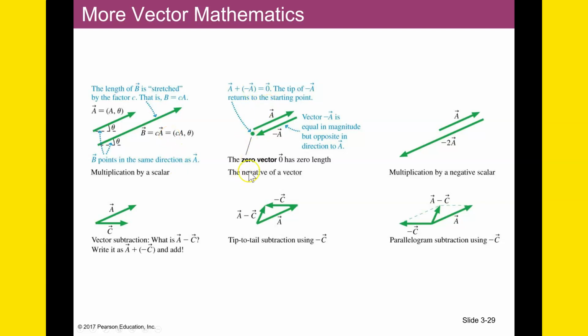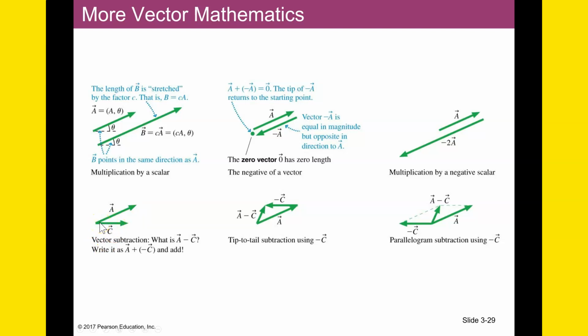All right. The 0 vector has a length 0, and then the negative of a vector. Here's A. To get negative A, you just flip that thing around so that its tail would start where its head was and its head would end up where its tail was. Multiplication by a negative scalar just flips the thing around and stretches it by whatever factor of that scalar.